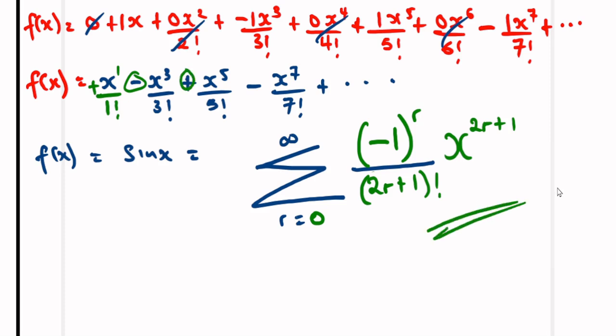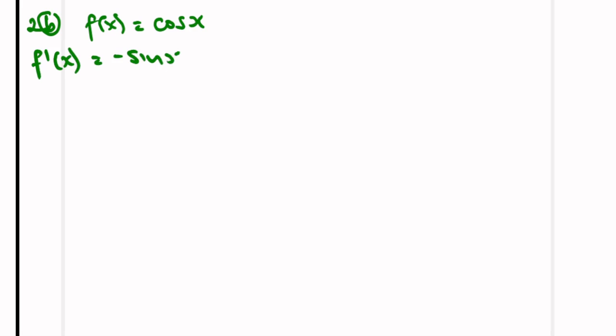Now let's go to the last question, which is 2b. It says we should find the Maclaurin series of cos x. Now for 2b, f of x is equal to cos x. Just like we did with sine, we have to find the successive derivatives. So the derivative of cos x is negative sine x.